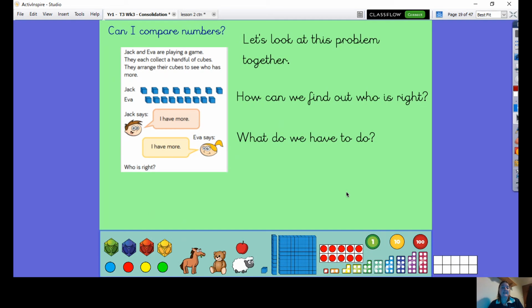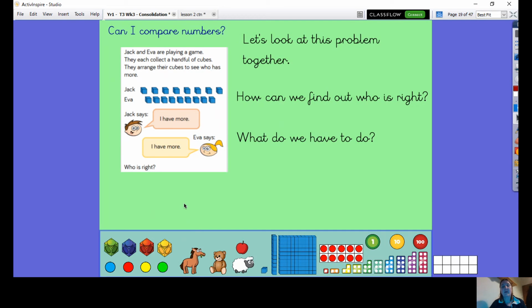So what we need to do is to count. So we've got 1, 2, 3, 4, 5, 6, 7, 8. So Jack's got 8. How many has Eva got? 1, 2, 3, 4, 5, 6, 7, 8, 9. So actually Eva has got more. So Eva's right. If you look at what Jack did, Jack thinks he's got more because he has spread his out, and he thinks he's got more because he's got a longer line than Eva.